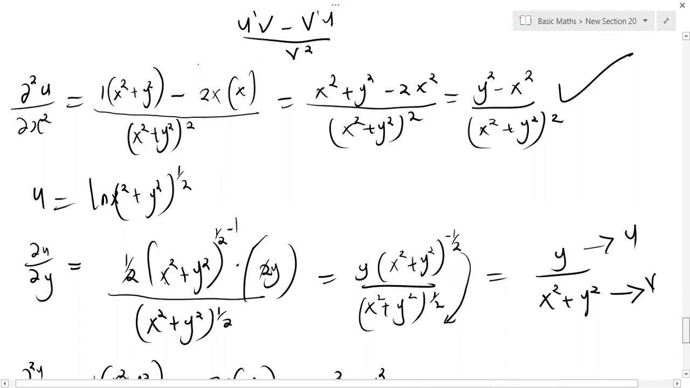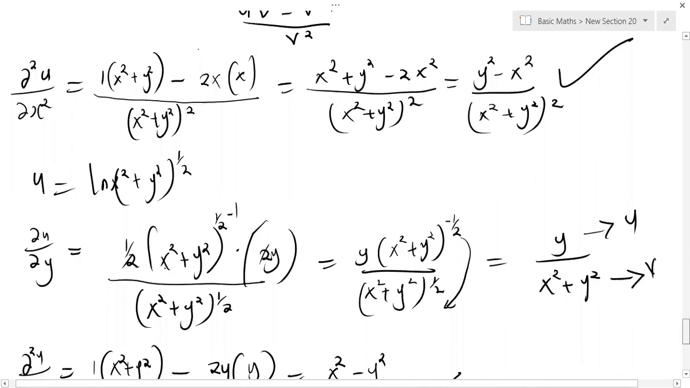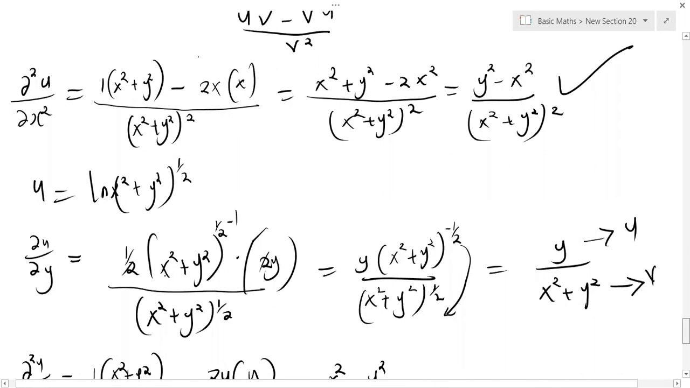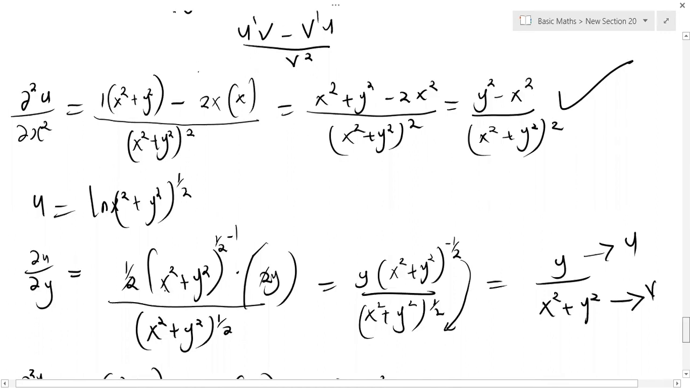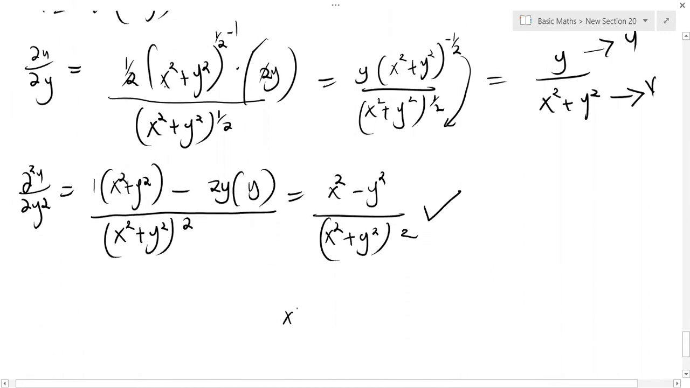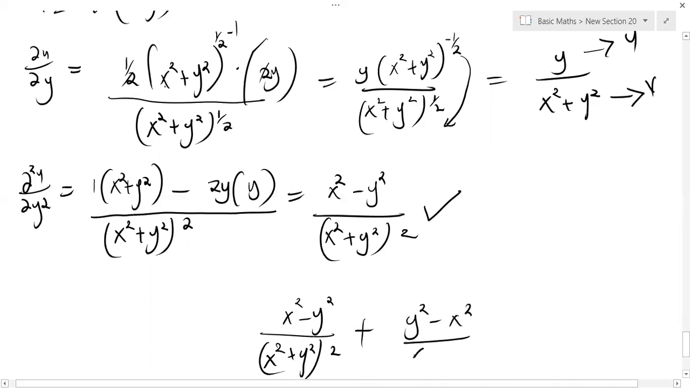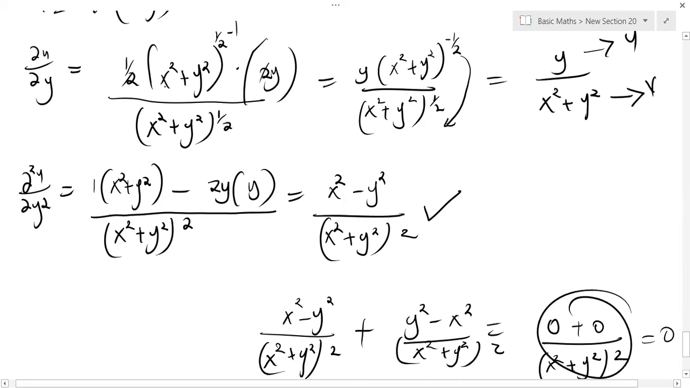Now if we add them, what do we get? Our del 2u del x squared is y squared minus x squared over (x squared plus y squared) squared. Add del 2u del y squared, x squared minus y squared over (x squared plus y squared) squared. The denominators are the same, so we can just go ahead and add the numerators. The common denominator will be (x squared plus y squared) squared. And then on top, we have minus x squared plus x squared, which will give 0, and y squared minus y squared will give 0. So this eventually just gives us 0, hence the proof.